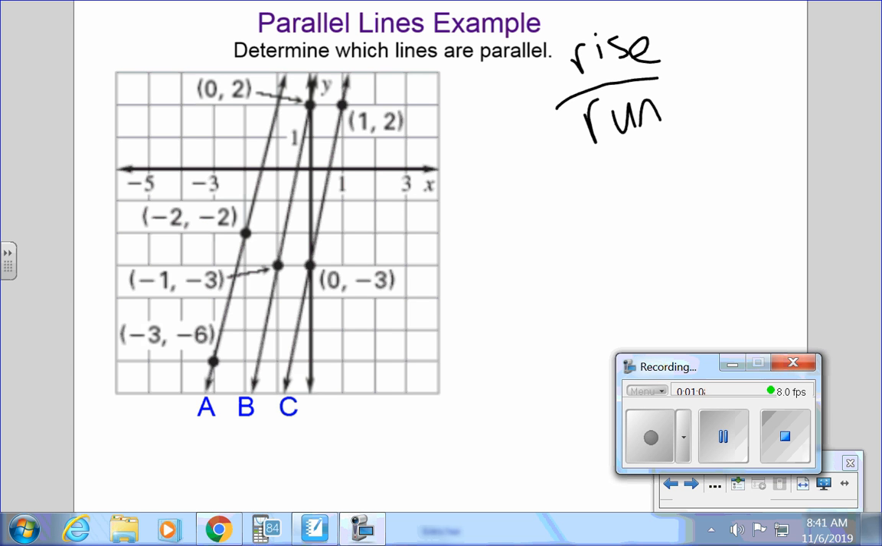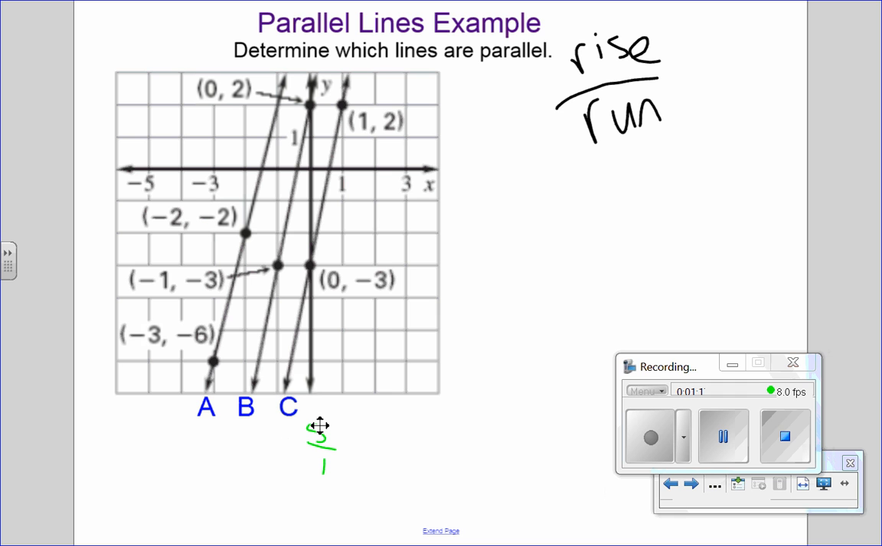So here's line C. Rise over run would be 1, 2, 3, 4, 5, over 1. So my slope is positive 5 over 1. It's going uphill. Let's try line B. Rise 1, 2, 3, 4, 5, over 1. 5 over 1. Good guess. So B and C are parallel. Let's try line A. 1, 2, 3, 4, over 1. 4 over 1. So close, but no cookie. B and C are parallel.